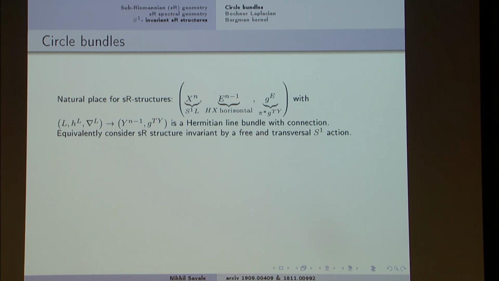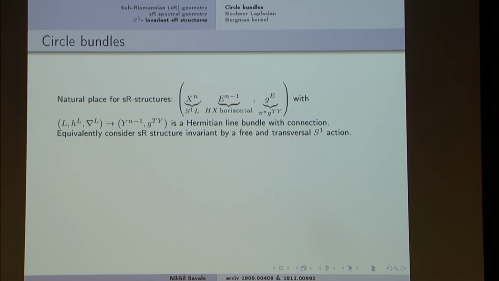And this is on circle bundles. So if you start with a Riemannian manifold, and you put on it a complex line bundle with a Hermitian metric and a compatible connection, you can take the unit circle bundle X. On that there is a natural distribution, namely the horizontal distribution that corresponds to the connection. And then there's a metric that can be pulled back from the base.